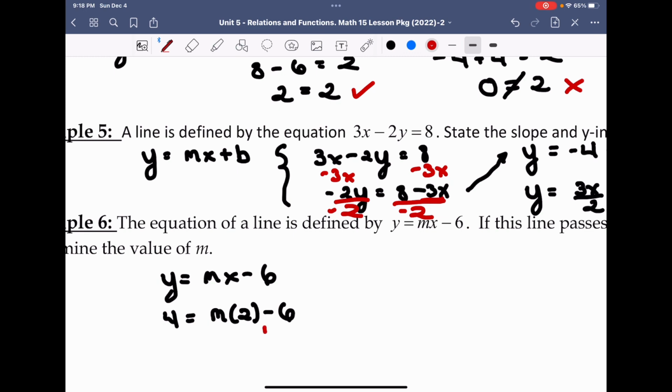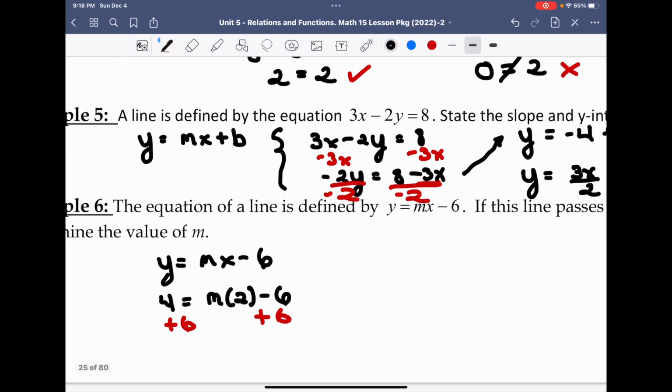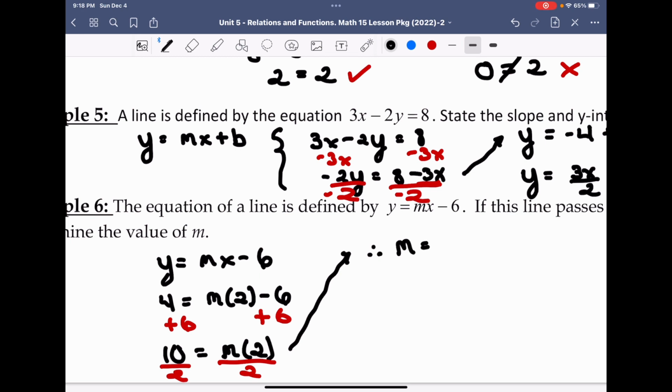In order to isolate the m, I'm going to go plus 6 and plus 6. That is going to give me 10 is equal to m times 2. And if I want to isolate the m here, the last part I have to do is divide by 2. Therefore, we get an m value equal to 10 divided by 2, which is 5. So the m value that makes this equation pass through that given point is m equal to 5.